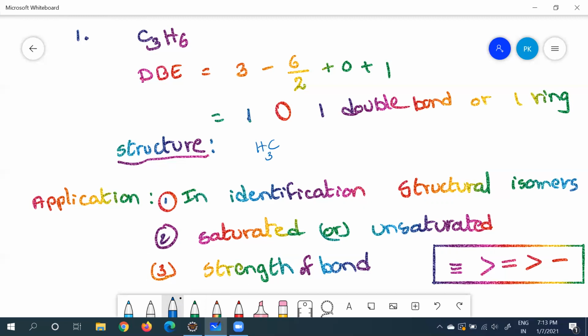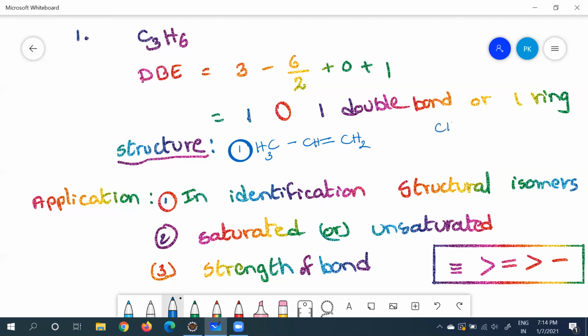CH3, okay, CH double bond CH2. Can I write like this? Or you can say in a reverse way also, same position will come here, CH2 double bond CH3. So this is one possible structure, students. See, 3 plus 1, 4, 4 plus 2, 6 hydrogens, 3 carbons.